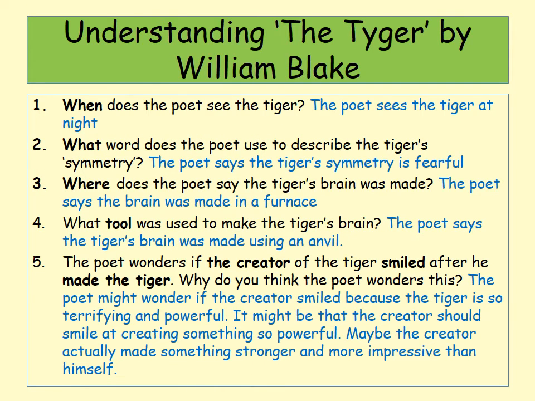So, answers to these questions. The poet sees the tiger at night. The poet says the tiger's symmetry is fearful. The poet says the brain was made in a furnace. The poet says the tiger's brain was made using an anvil. The poet wonders if the creator of the tiger smiled after he made the tiger. Why do you think the poet wonders this?